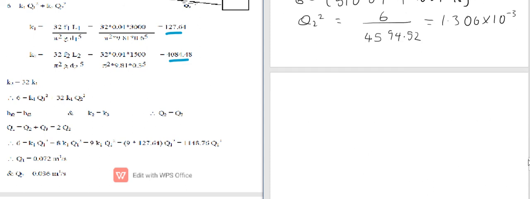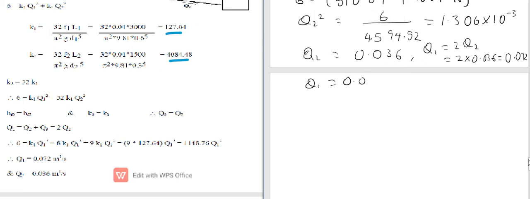The square root is, so Q2 will now be equal to 0.036, and since we know that Q1 is equal to 2Q2, then Q1 will be equal to 2 times 0.036, which is equal to 0.072. So Q1 is equal to 0.072 meter cube per second. Don't forget meter cube per second. That is Q2 and Q1. So we know that Q3 is equal to Q2, which is equal to 0.036 meter cube per second. I hope it is clear.